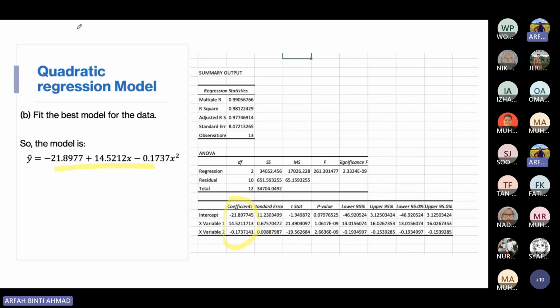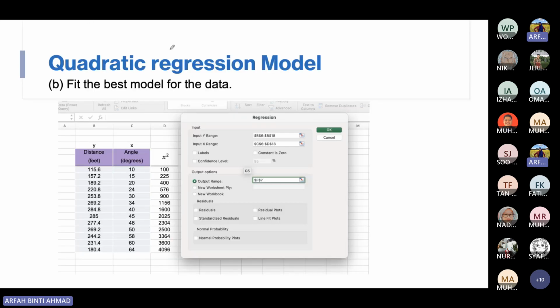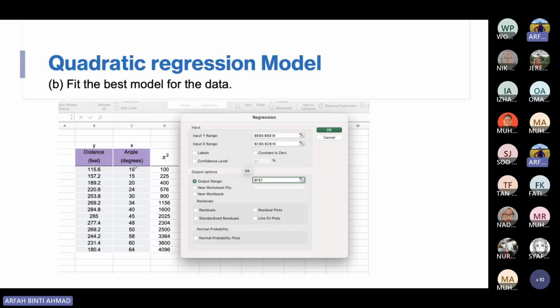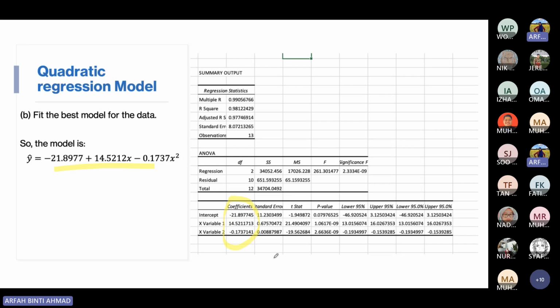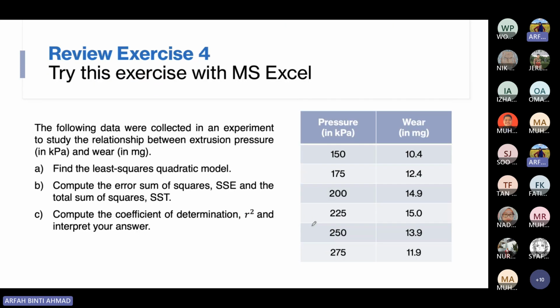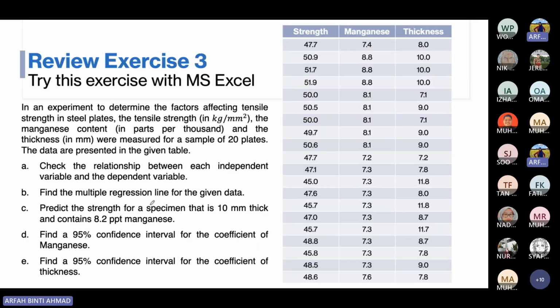So it's very simple if you are using Excel. Just go to regression, click OK, and then select your data, and you will get the output. Everything is there in the output. I put review exercise 3 as well. You can try this one using Microsoft Excel, and also the quadratic model. This is from the exercise in the slide. The answer is there in the slide. You can try using Microsoft Excel.